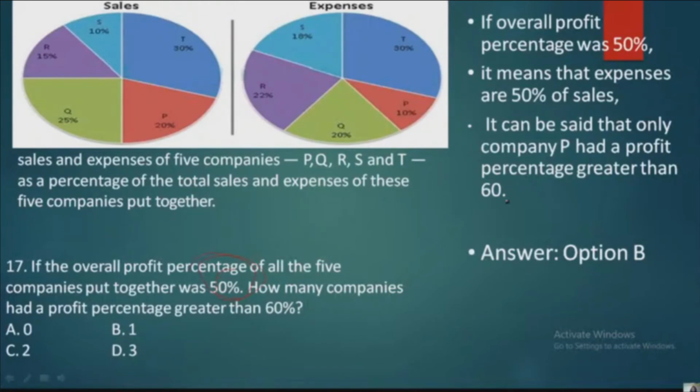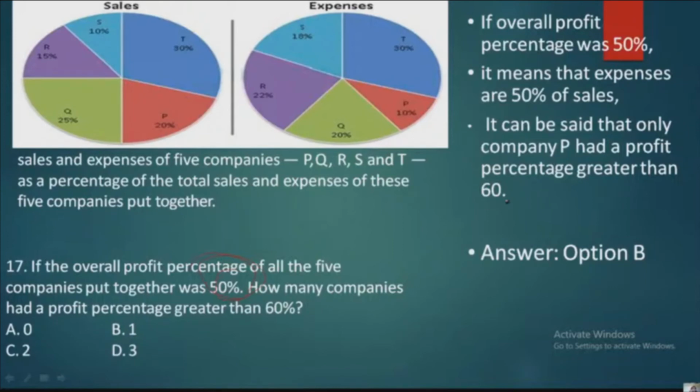Here the overall percentage profit is given as 50%. So that means the expenses are 50% of sales. Whenever we say 50% profit, expenses and sales are 50-50, right? So expenses are 50% of sales. Now, here you can say that only company P had a profit percentage greater than 60.